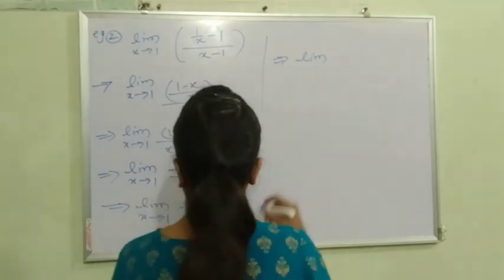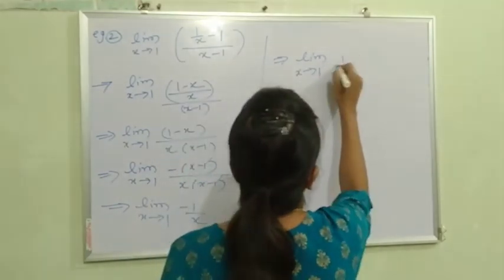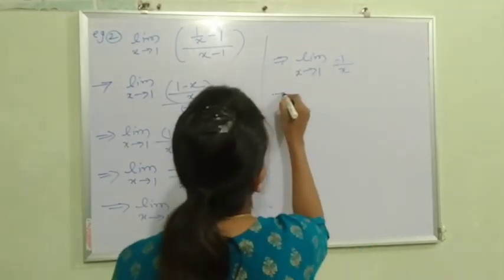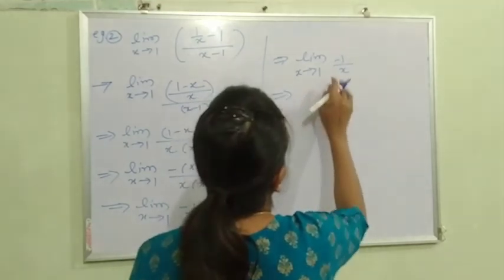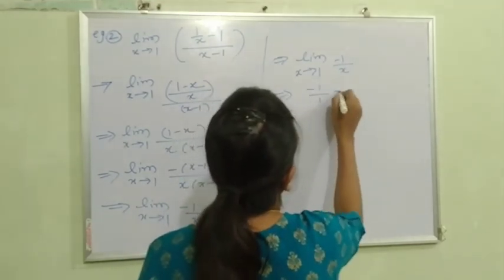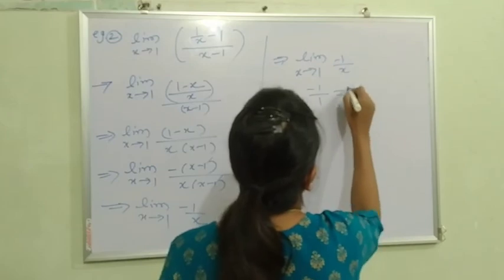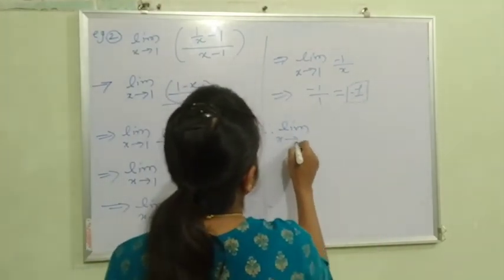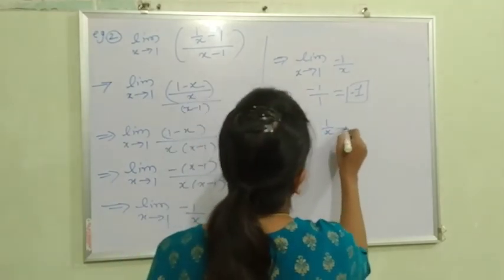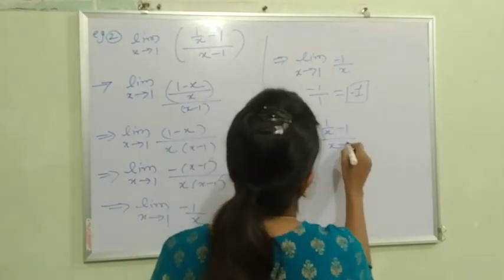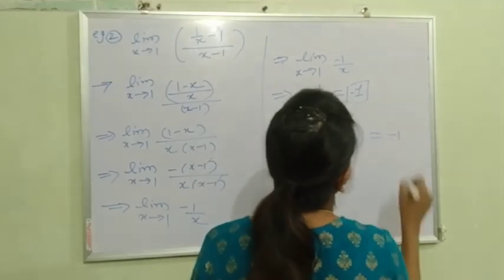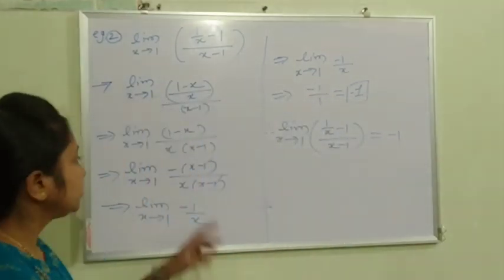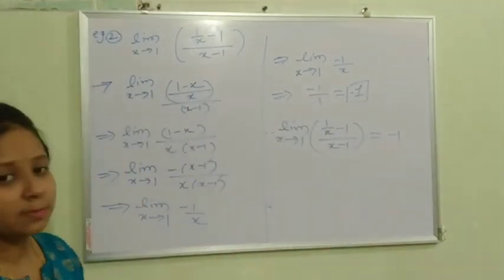This implies the limit as x tends to 1 of minus 1 upon x; substituting x equals 1 here, it is minus 1 upon 1, which equals minus 1. Therefore, the limit as x tends to 1 of (1 upon x minus 1) upon (x minus 1) equals minus 1. Why did we cancel this x minus 1?